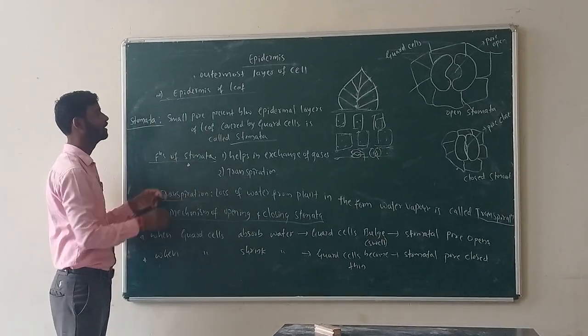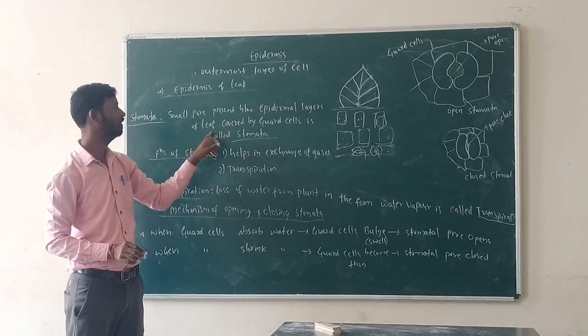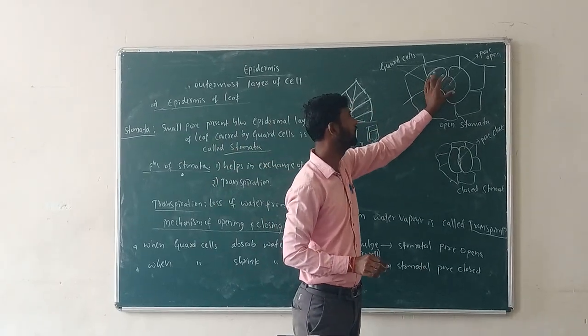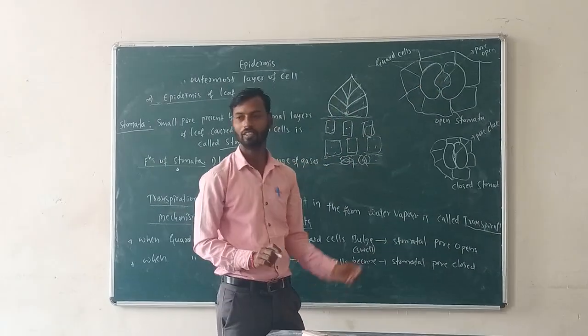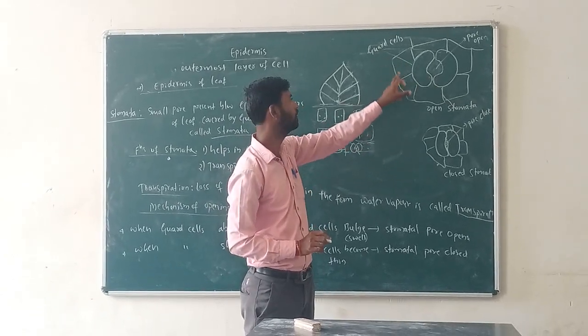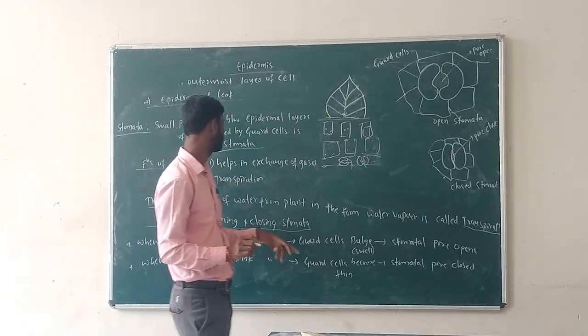Here the stomata means the small pore present between the epidermal layers of the leaf, which is covered by guard cells. If we see the stomatal pore, it is covered by guard cells. These guard cells are kidney-shaped or bean-shaped structures. Along with the guard cells, it contains the chloroplast cells.